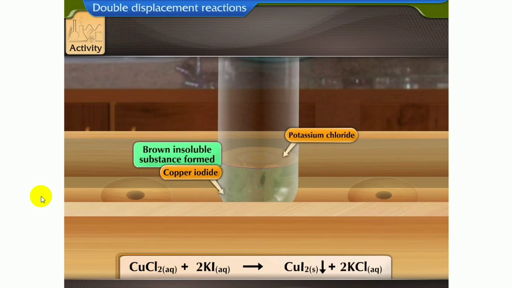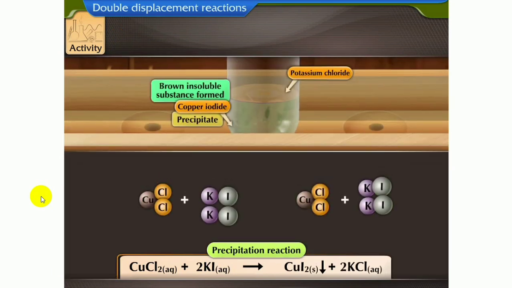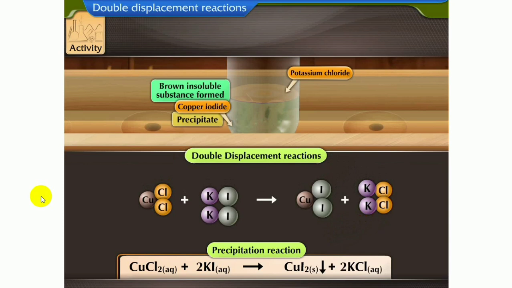This insoluble substance is called a precipitate. So this reaction can also be called a precipitation reaction. There are certain reactions in which ions of the reactants exchange places to form 2 new compounds. These are called double displacement reactions. Let us consider some more reactions.